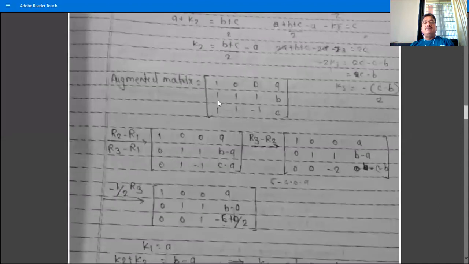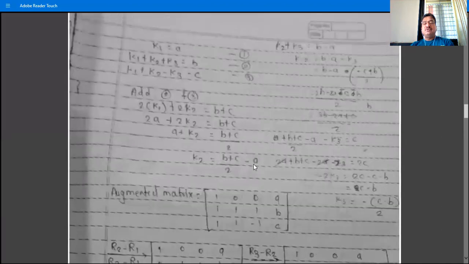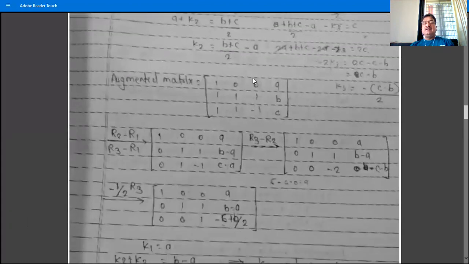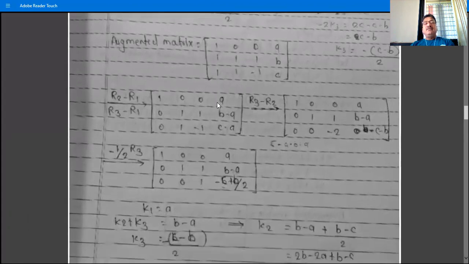So we form the augmented matrix. It is 1, 0, 0, A; 1, 1, 1, B; and 1, 1, minus 1, C. Now this matrix is the matrix A, and ABC as a column matrix is the matrix B, and this combination of A and B is the AB matrix, A augmented with B. So we have to reduce this matrix to echelon form. This is the element 1, so we have to reduce these two elements to 0. So the operations are R2 minus R1 and R3 minus R1.